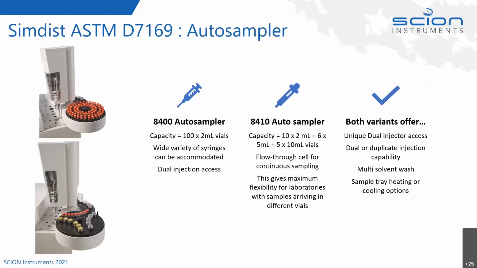So for the autosampler, we've got two autosamplers. The tower is the same in both. You can have two different bases. One base will have a carousel that will accommodate 200 2 mL vials. We have an auto injector, which you can fit 10 2 mL vials. You can fit 5 mL and 10 mL vials through it. So it's good for process labs, these sorts of things.